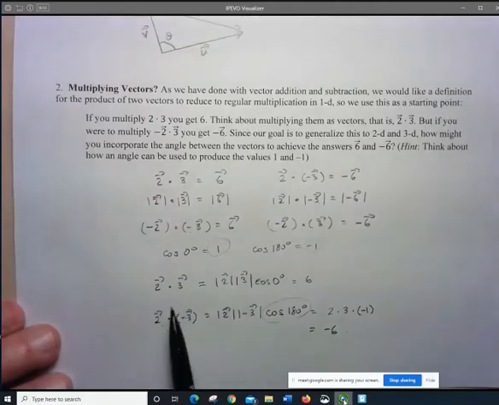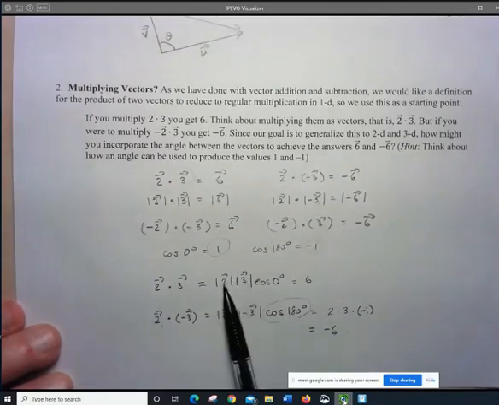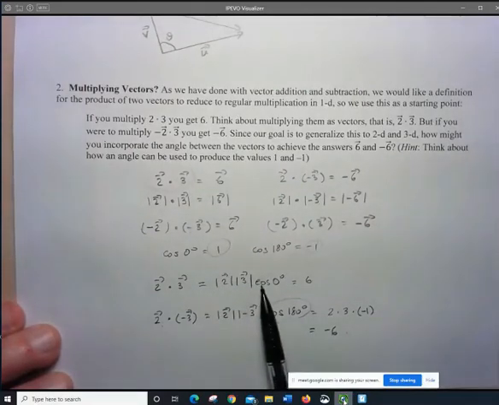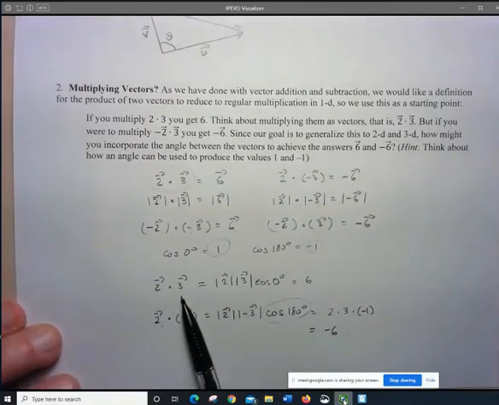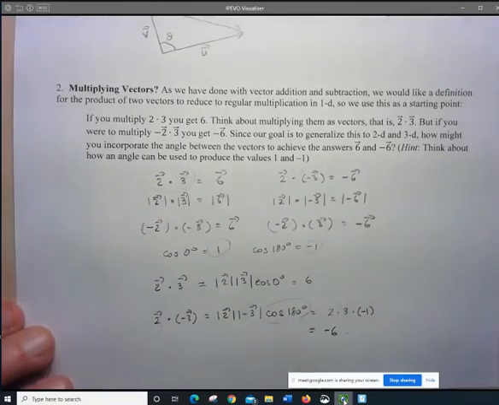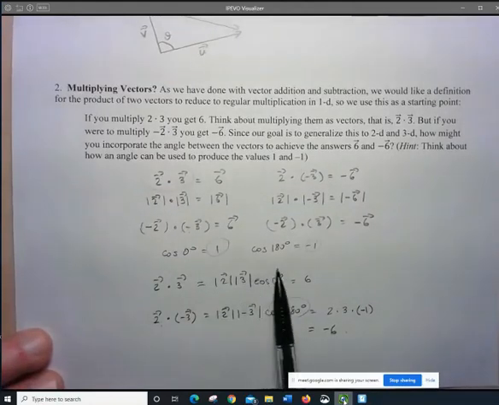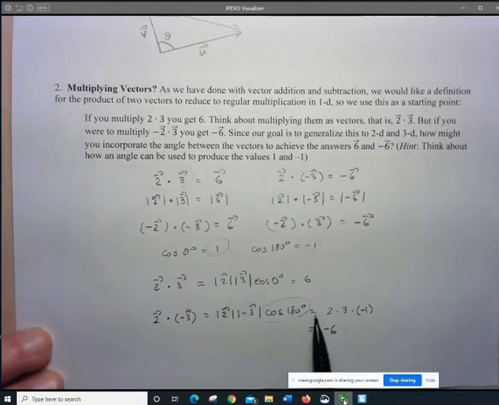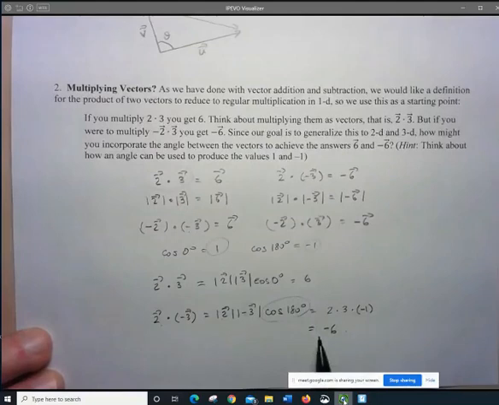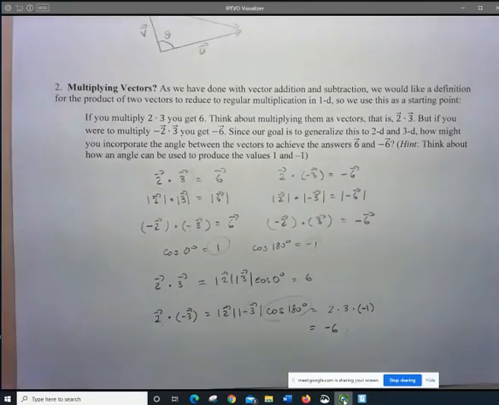So what I have now is a way to multiply vectors in 2 dimensions, where I use the product of their magnitudes, and then I use the cosine of the angle between them to produce the correct sign. If they're in the same direction, the angle is 0, and I get positive. If the angle between them is 180, meaning they're opposites of each other, I get cosine of 180, negative. It produces the negative. So this definition seems to give us what we want.